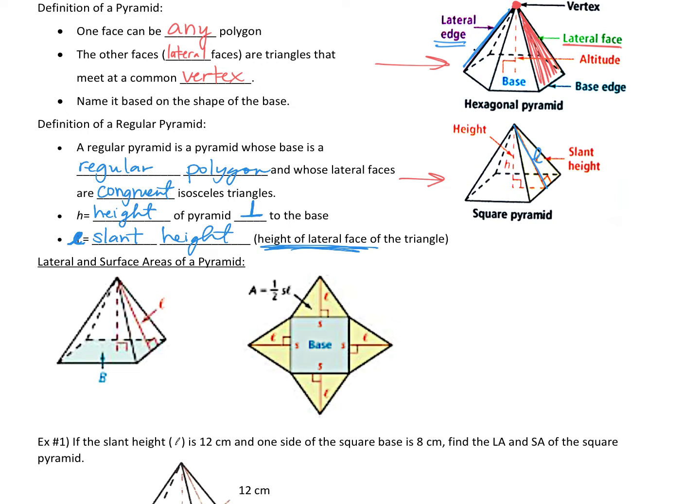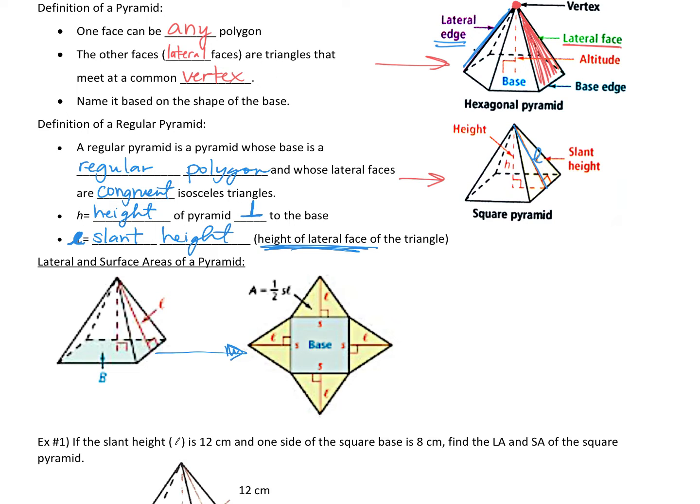So what happens with a pyramid? There's two formulas again: your lateral area and your surface area formulas. I have for you here a picture of a pyramid and then what the net for that pyramid would look like, just so you understand where this formula is coming from. If I were to make this a net, it would be a square. My base is a square, and then there's 4 triangles.